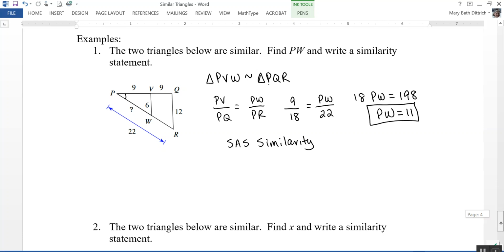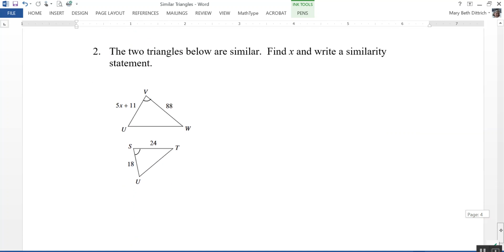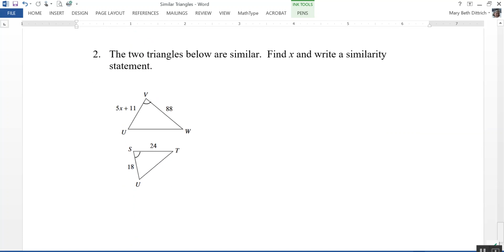And our last example is similar to this. This says the two triangles below are similar. Find x and write a similarity statement. Actually, this problem bothers me a little bit because both triangles have an angle U, which normally isn't the case. So let's go ahead and write a similarity statement. Notice that I have two sides called out and then I have an angle in between. So I'm going to go with UVW is similar to UST.